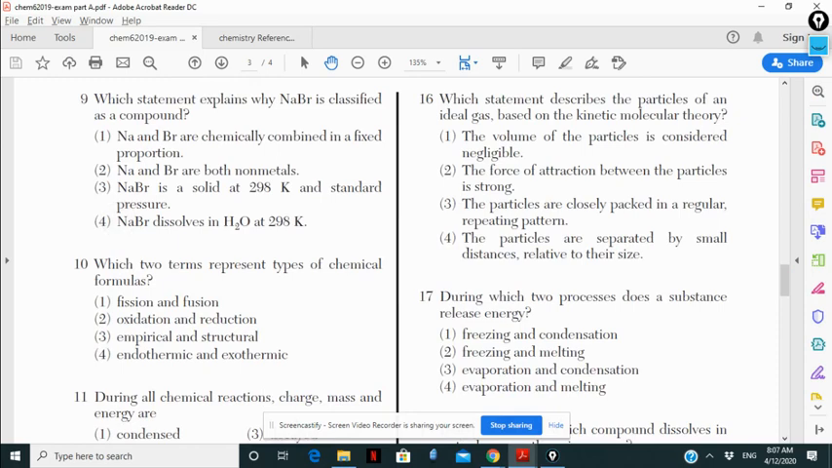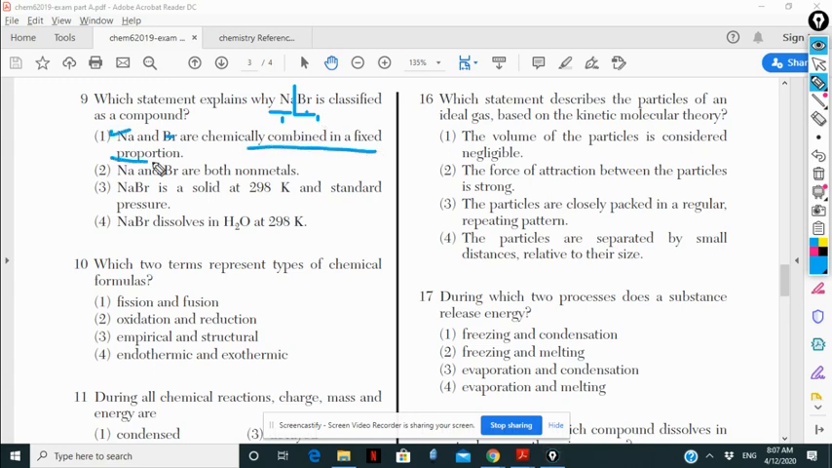Question number 9. Which statement explains why sodium bromide is classified as a compound? Since it's classified as a compound, it consists of two elements, which are sodium and bromide, and they have a fixed ratio, which is 1 to 1. That's a compound. So I said sodium and bromide are chemically combined in a fixed proportion. That's correct. Sodium and bromide both non-metal? No, because sodium is a metal.